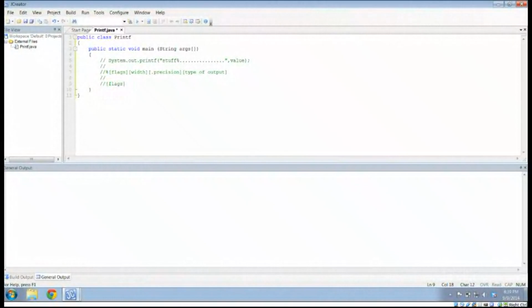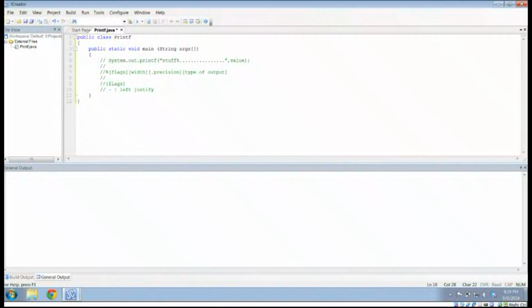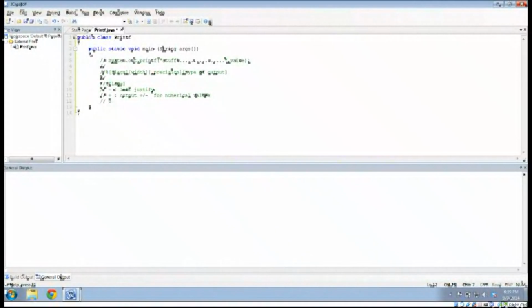So the first thing I want to talk about is what are our flags that we'll be dealing with. There's several flags that we have. I could put a minus sign, which means to left justify. Now normally everything that I have will be right justified. If I put this minus sign up in front, it's going to make sure that everything is left justified. And I'll do examples of this in just a moment. If I have a plus sign, then I want to output either if my number is positive or negative. Normally I only see the negative signs if my numbers are negative. I don't see a positive sign if my numbers are positive. So I'm going to see plus or minus for numerical values.